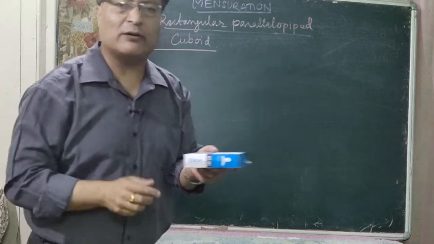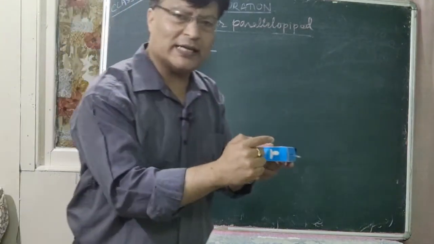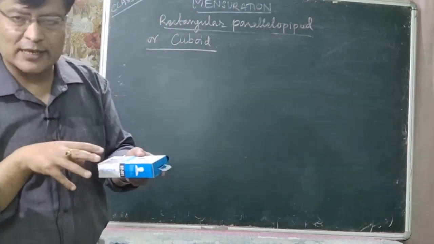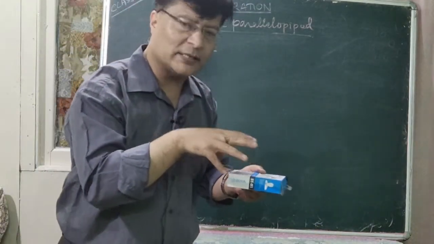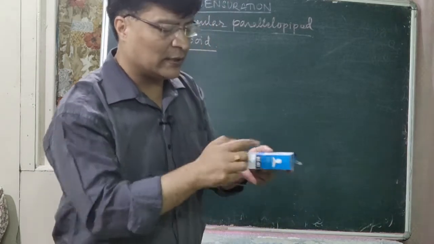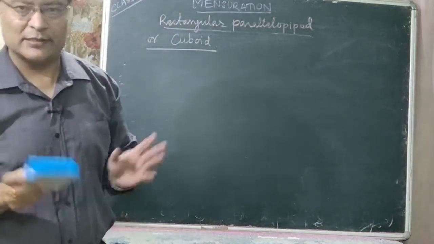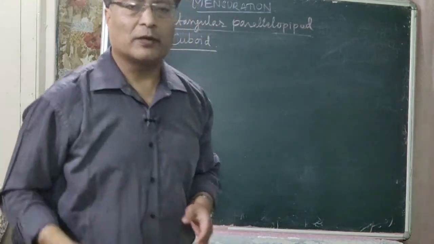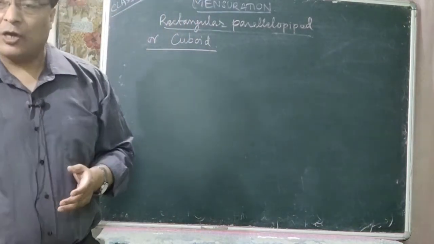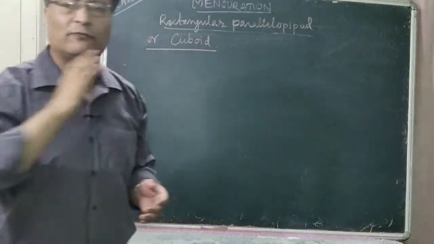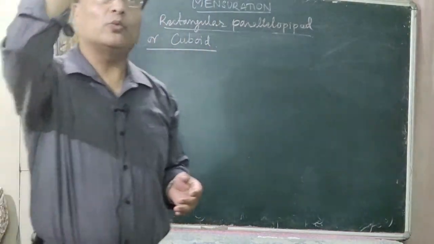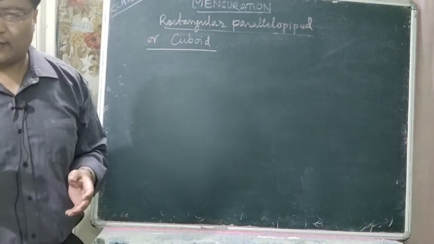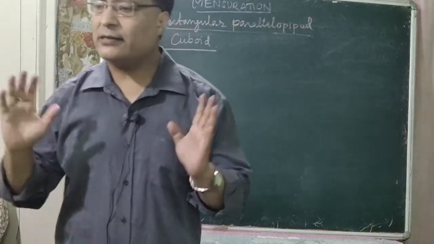So in a rectangular parallelepiped, how many edges are there? There are 12 edges. How many surfaces are there? There are 6 surfaces. And how many vertices are there? There are 8 vertices. Is that clear to all of you? So now you can consider a room also. How many walls are there? 4 walls in a room. So there is one ceiling and one floor. So how many surfaces are there? There are 6 surfaces.